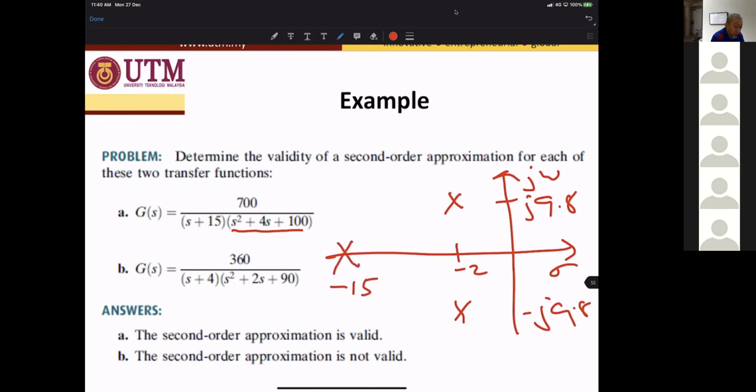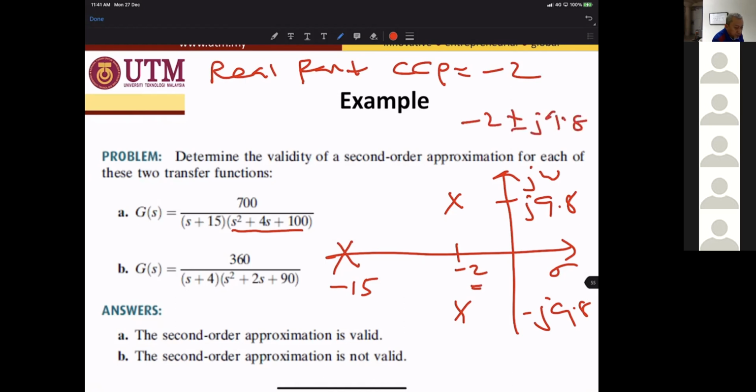Now listen. Microphone off, please. Sorry. So, listen to me very carefully. What is the real part of the complex conjugate poles? The real part is -2, right? And what is the third pole value? The third pole value is -15.